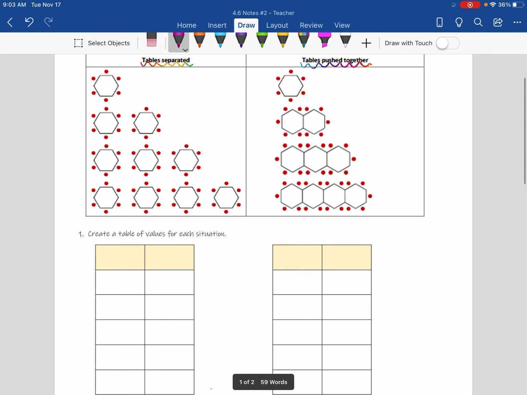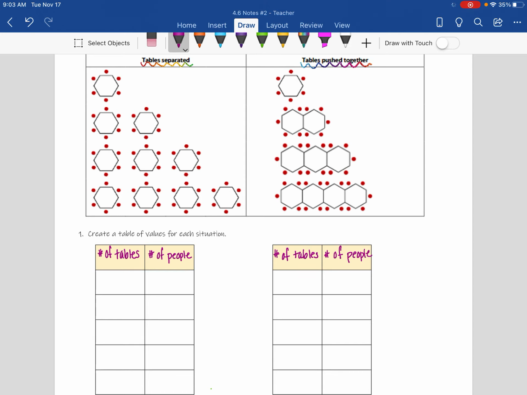Okay, so we're going to start by filling in a table of values from our picture. We're looking at the number of tables and the number of people, and that's going to be the same for both situations. So I'm going to go ahead and label both tables with those headings.